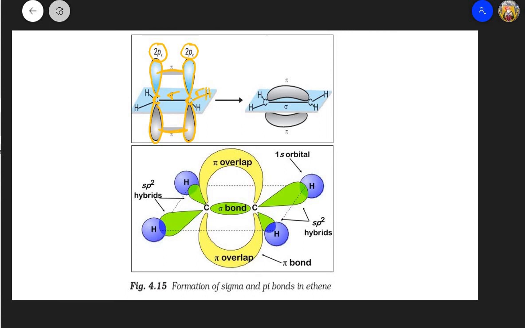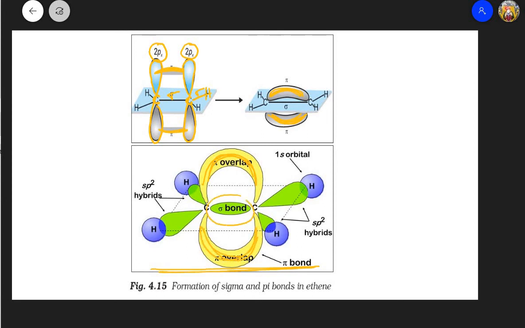Again it is a sigma bond, whose bond length will be approximately 108.7 angstrom. Whenever this pi bond gets overlapped, you can see that it is forming overlap above as well as below, and the same representation is mentioned below, that is, pi bond overlap above as well as pi bond overlap below.